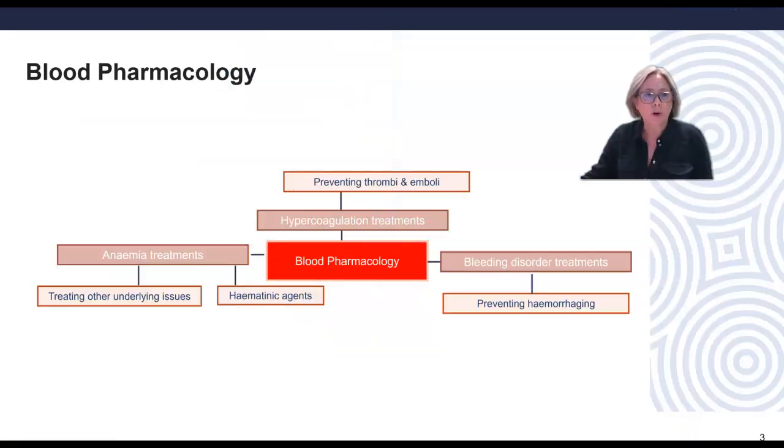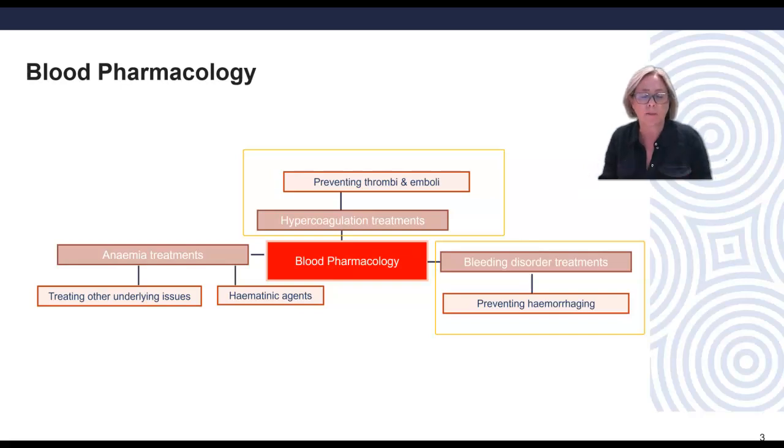So here's an overview of this part of the topic. We're going to start actually down here and looking at bleeding disorder treatments. So these are treatments that are used to prevent hemorrhaging or blood loss. Then we'll move on, we'll talk a little bit more about these ones here. So these are these hypercoagulation treatments to prevent thrombi and emboli from forming. We will spend more time on this because hypercoagulation disorders are more common than bleeding disorders.